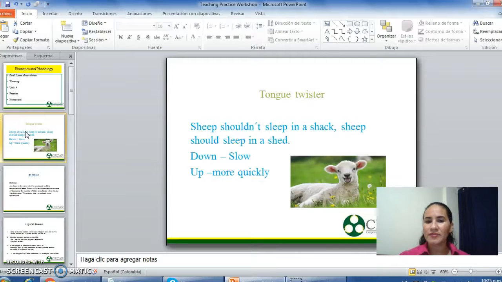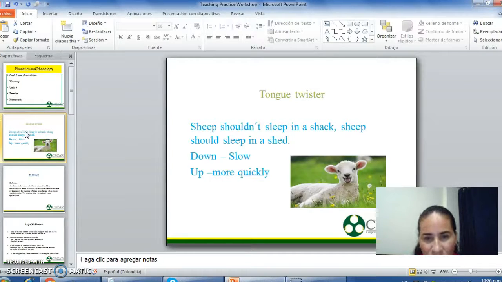She shouldn't sleep in the shed. Again. One more time. Okay, everybody down. She shouldn't sleep in the shed.